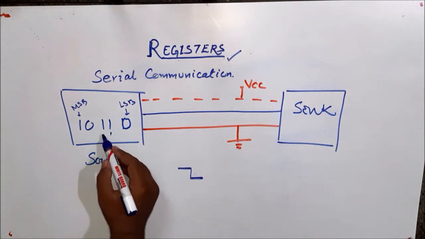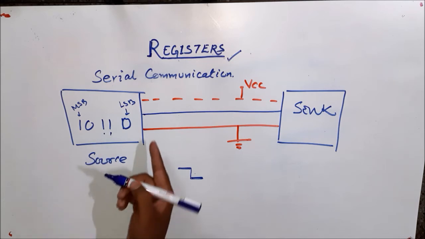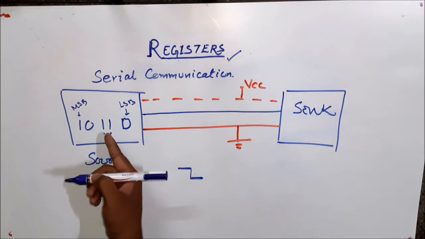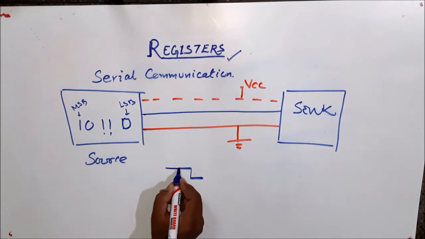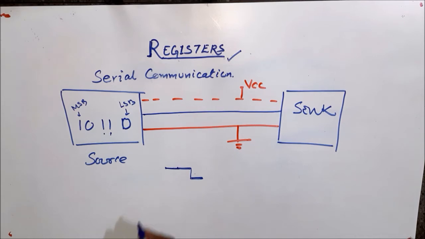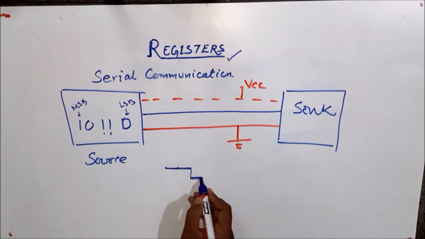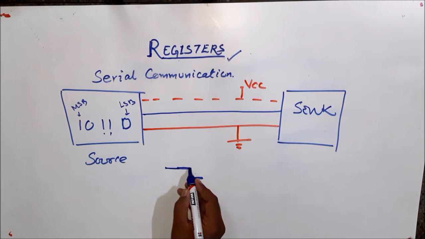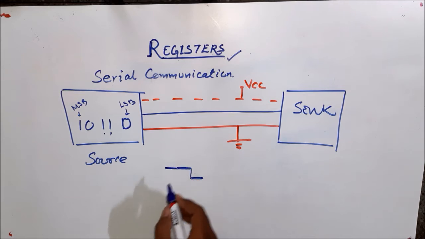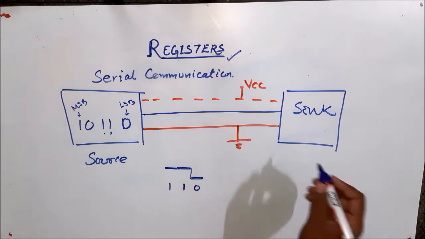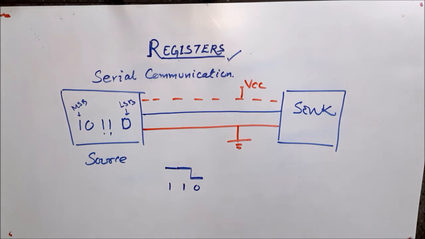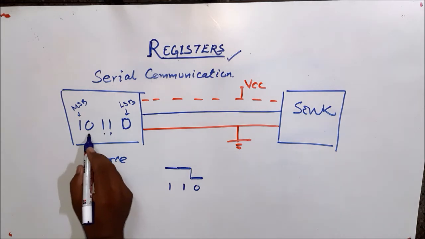Then after that, one more 1 is there. So instead of making this line go to ground, the source will stay for some more time here. For this diagram, it is very clear that this much time is given to 0, this much time is given to a 1, and this much time is given to another 1. That means till now 0, 1 and 1 have been transferred from source to sink. Then it's time for 0 to transfer.